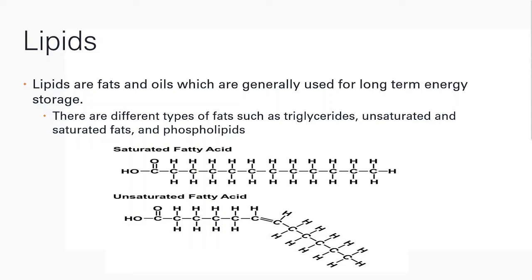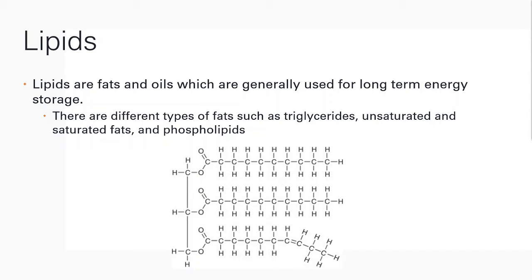So for example, we have a saturated fatty acid at the top, and you'll see that the saturated fatty acid is saturated with hydrogen, and this makes it so that the hydrogen are all packed closely together in a large hydrocarbon chain. Whereas in the unsaturated fatty acid, you see that in the hydrocarbon chain, there's actually a carbon which is double bonded. And so because of that, not as many hydrogen molecules can go inside. And therefore, it's unsaturated with hydrogen.